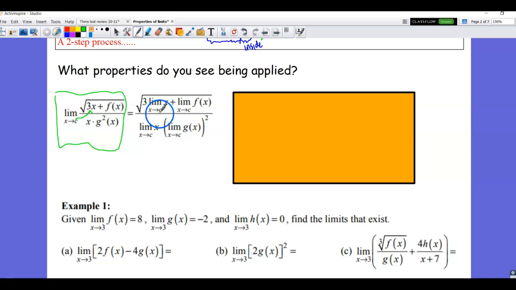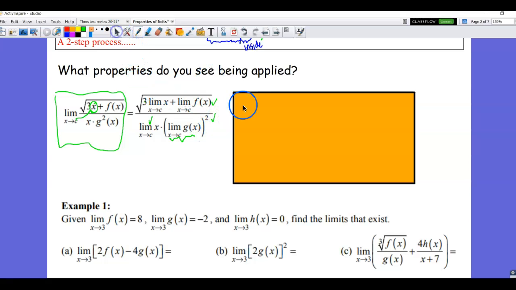So 3 times the limit as x approaches c of x, so I can get that x all by itself, and that's that constant rule above, multiply it by 3, plus the limit as x approaches c of f of x. So really all I'm doing is finding the limit as x approaches c of each part. In the denominator, limit as x approaches c, the exponential rule, find the limit as x approaches c of the function and then square it.